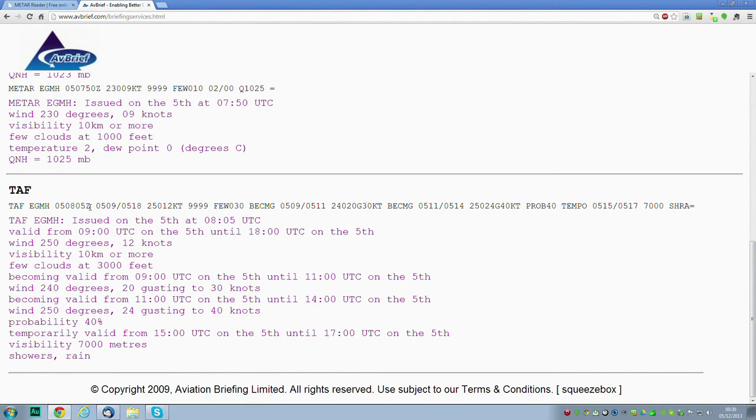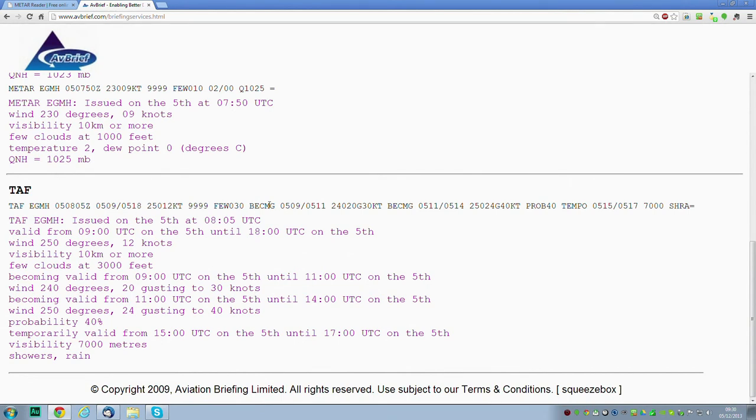It was issued just over an hour ago, and it's valid from the 5th today 9 o'clock to the 5th today 18 o'clock. So it's valid pretty much all day for flying. The wind we've got at the moment is 250 degrees at 12 knots with 10 kilometers visibility, a few clouds at 3,000 feet. And now here we start to get into the probabilities.